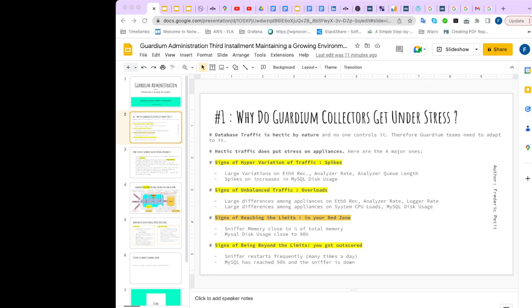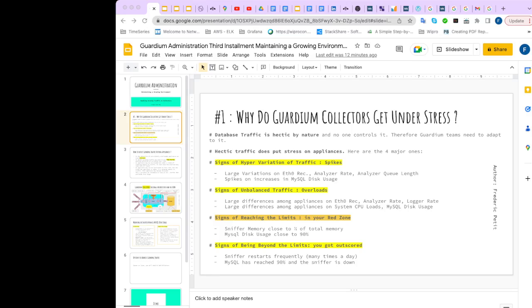And you may have seen in a previous video that I decided to group the issues Guardium administrators usually face into four major categories. The previous video was about spikes, how to handle spikes. That is when the traffic experiences hyper variations, very large variations, and you have to deal with that because very large variations put the appliance under stress.